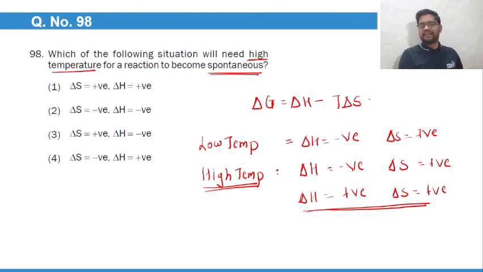Delta S is positive. So basically, these are the two options in which delta G will become negative and hence spontaneous. So delta S positive, delta H positive, yes, this is one of the options.